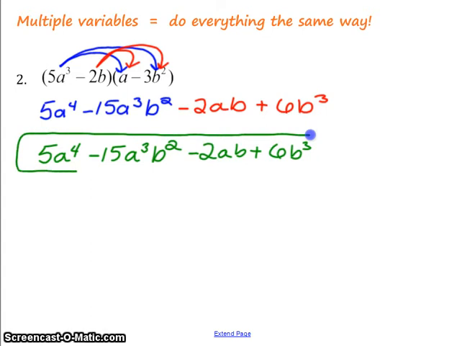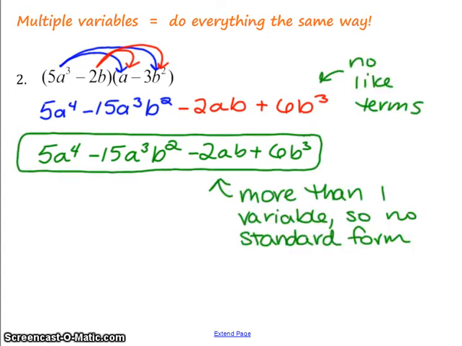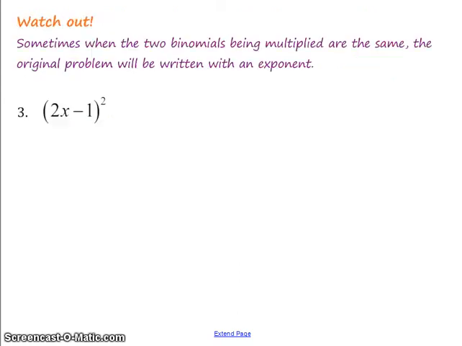Here's our answer. This is a polynomial, and we won't talk about its degree because it's got more than one variable. Next, we'll take a look at a similar problem that's just written in kind of a tricky way.